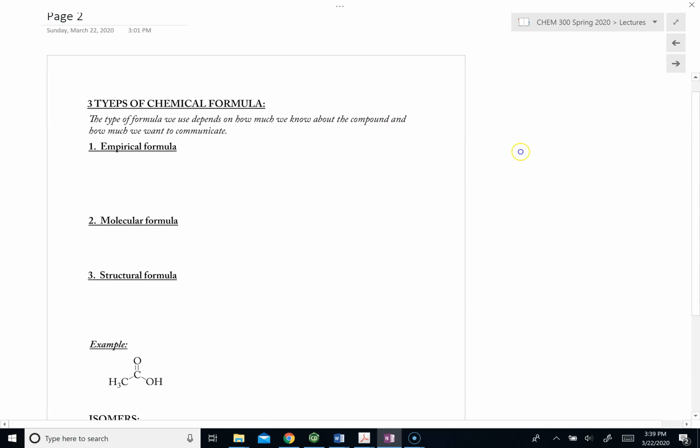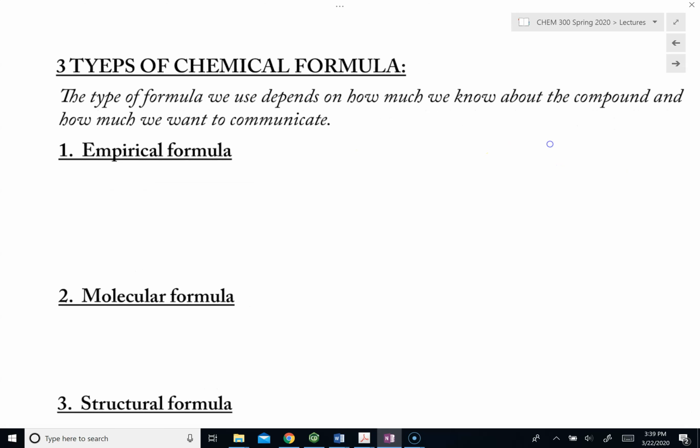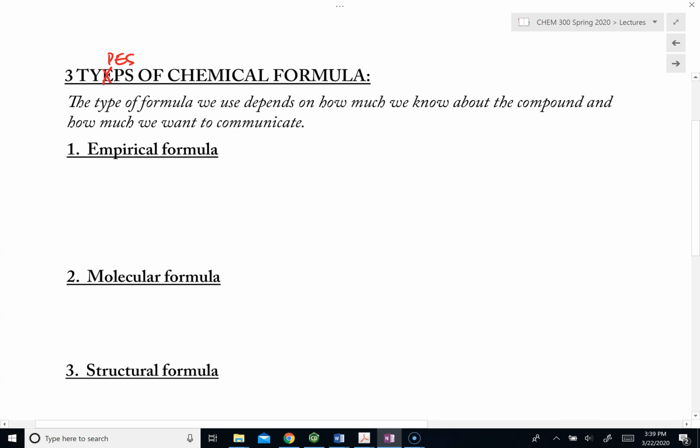Chemical formulas can be further divided into 3 different types, and each type conveys a different amount of information. For example, the empirical formula. What is the empirical formula? This is the simplest type of chemical formula, in which it shows us the types of elements present that make up the substance, and it also shows us the relative number of each of the elements. It shows the different types of elements present in the lowest ratio, but not the actual number.